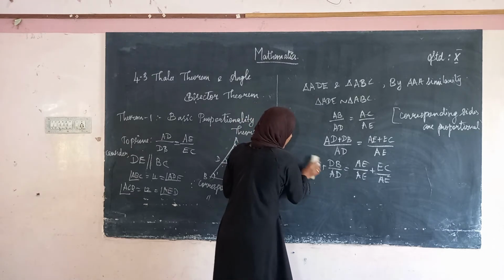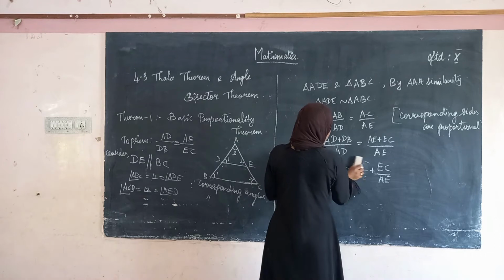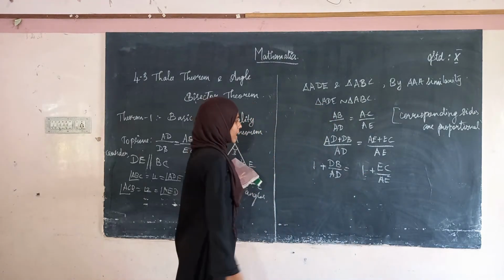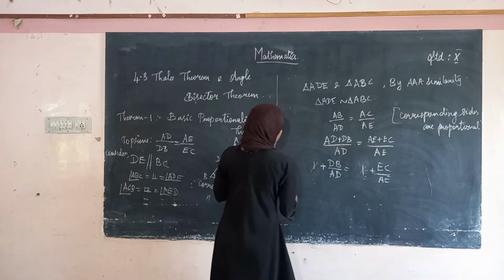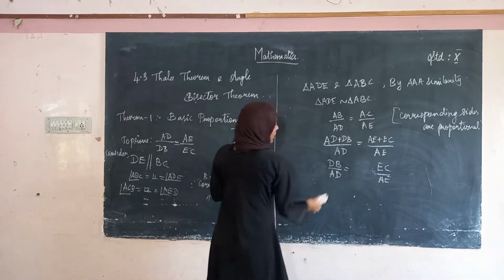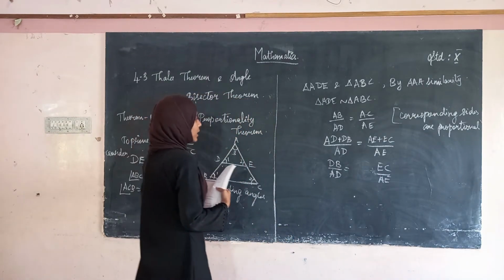So, this is 1. 1 plus DB divided by AD, and this is also 1, 1 plus EC divided by AE. Cancelling this 1 on both sides, what will we be getting? DB divided by AD is equal to EC divided by AE.